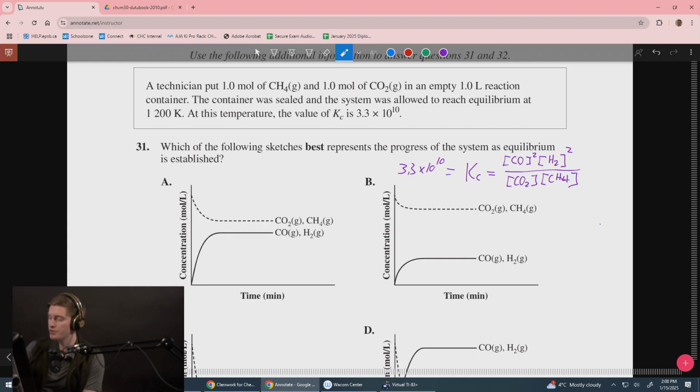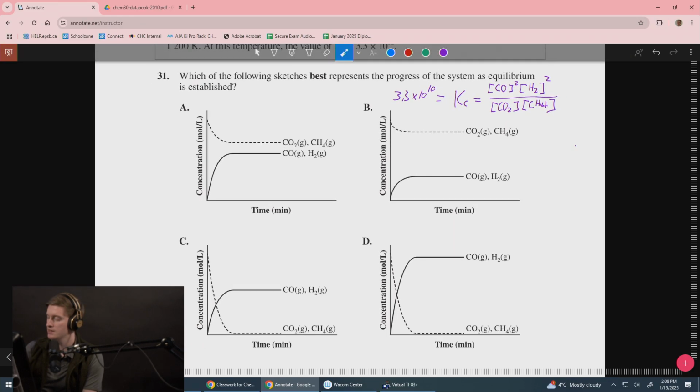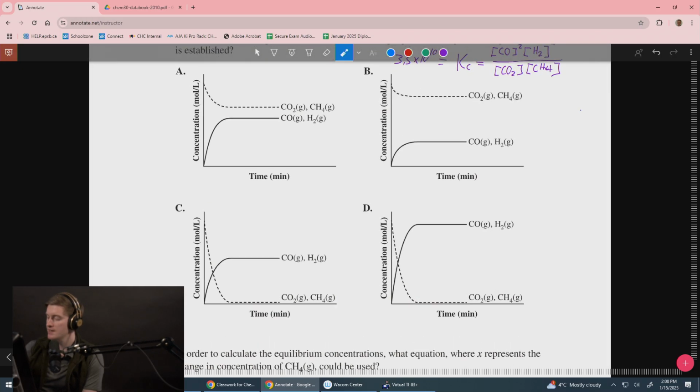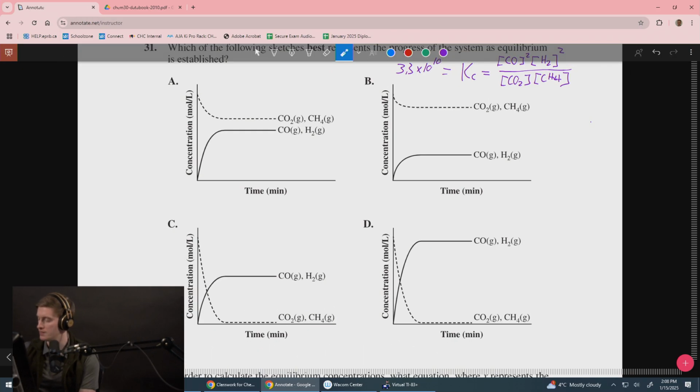At the start, though, we don't have any carbon monoxide and hydrogen gas. Let's take a look through all of these different graphs here. Now, for these two graphs, A and B, I'm going to eliminate them. The reason is that we have such a large Kc, we clearly have a much higher concentration of carbon monoxide and hydrogen gas than we do of carbon dioxide and methane.